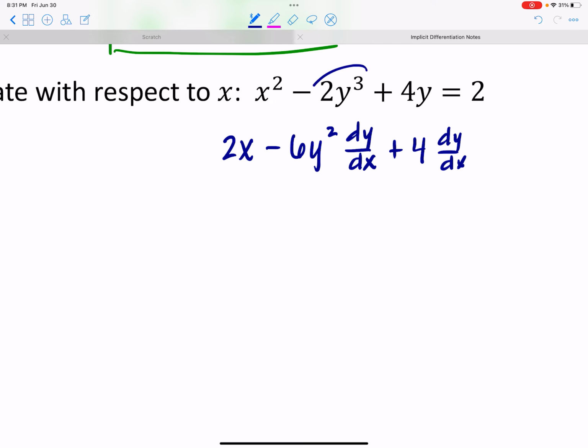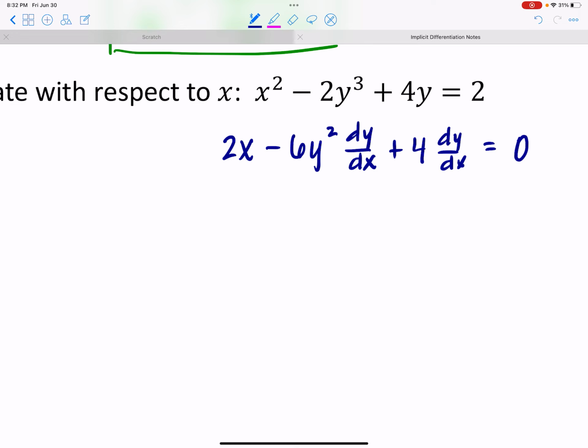So you're taking the derivative of this like you normally would, and then multiplying by a factor of dy/dx. Taking the derivative of this to get the 4 like you normally would, and then multiply by a dy/dx. Okay? And then on the other side, the derivative of 2 is just going to be 0.